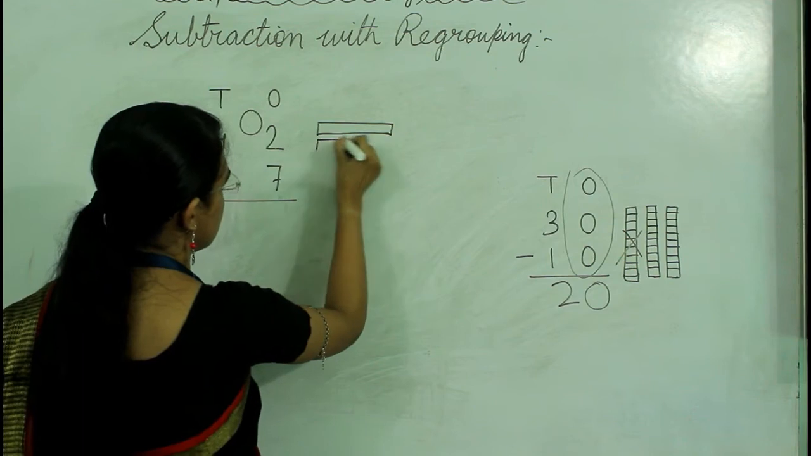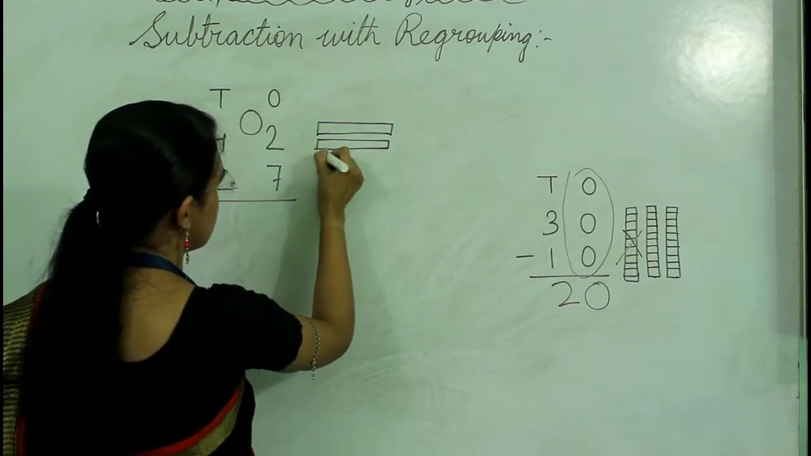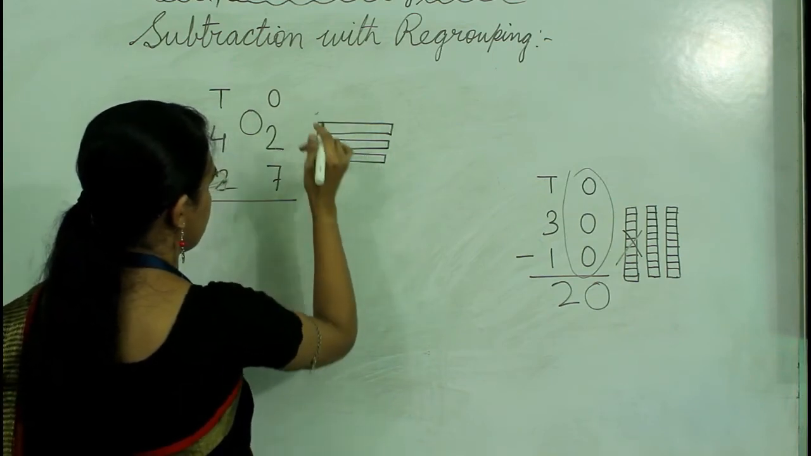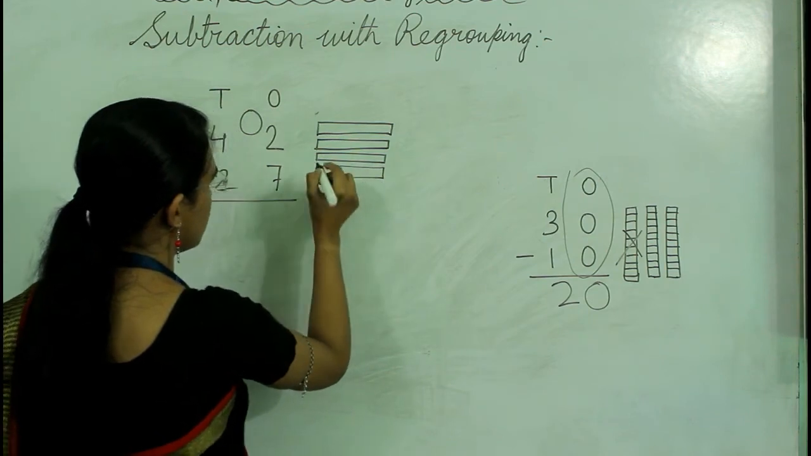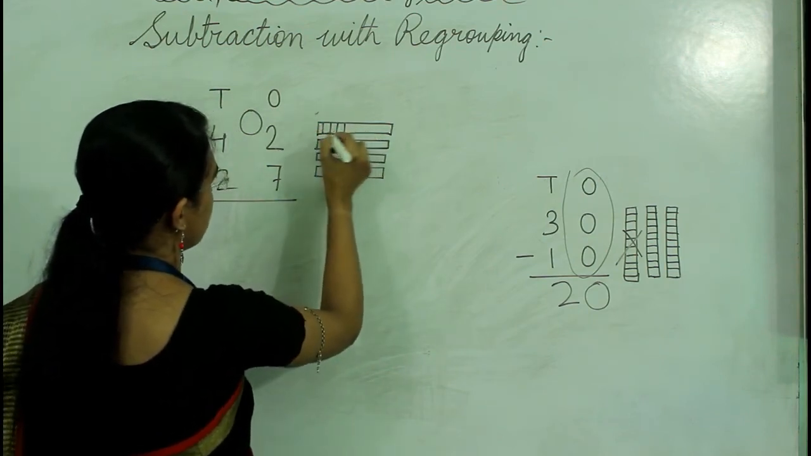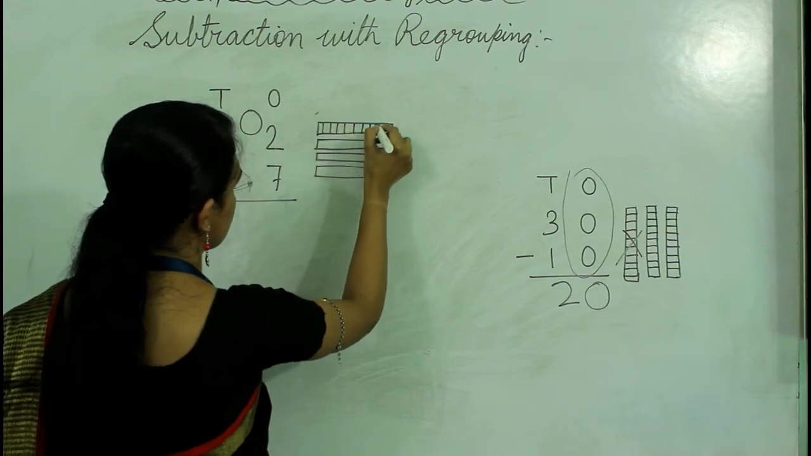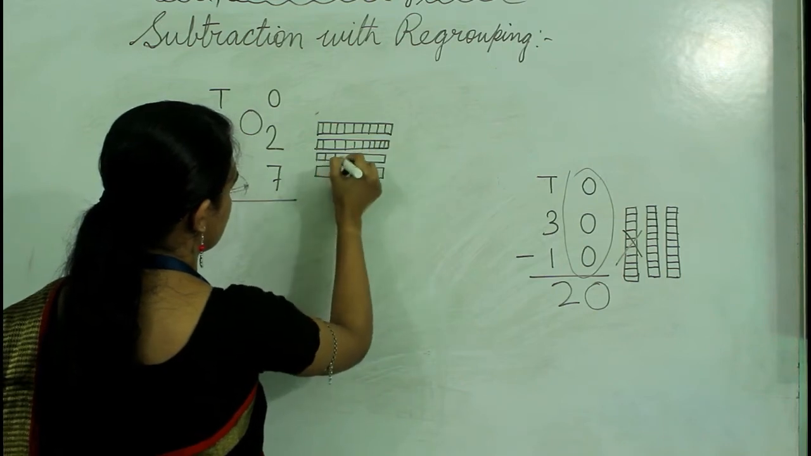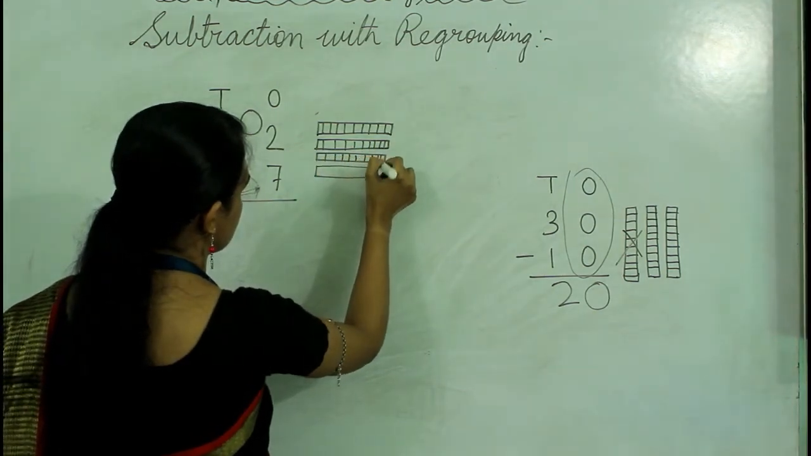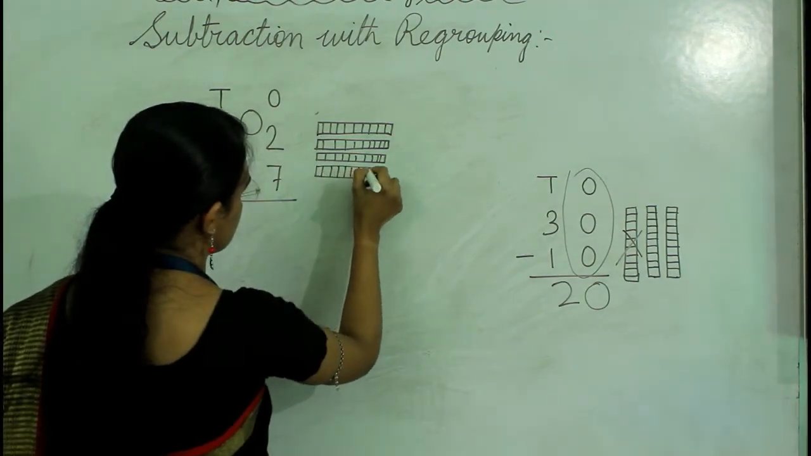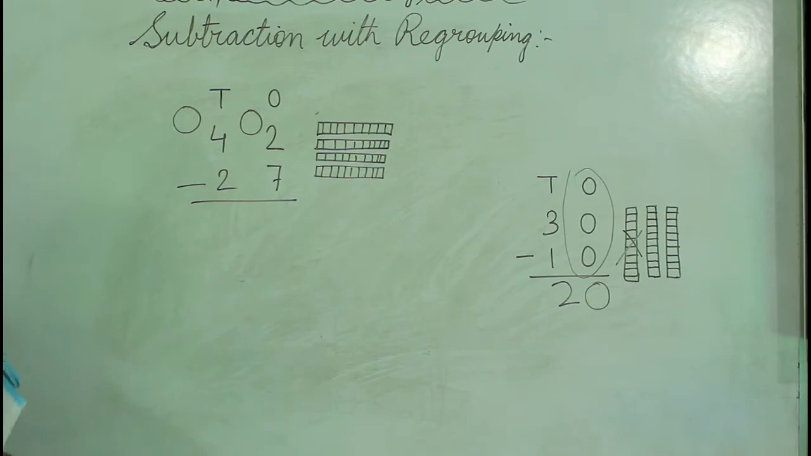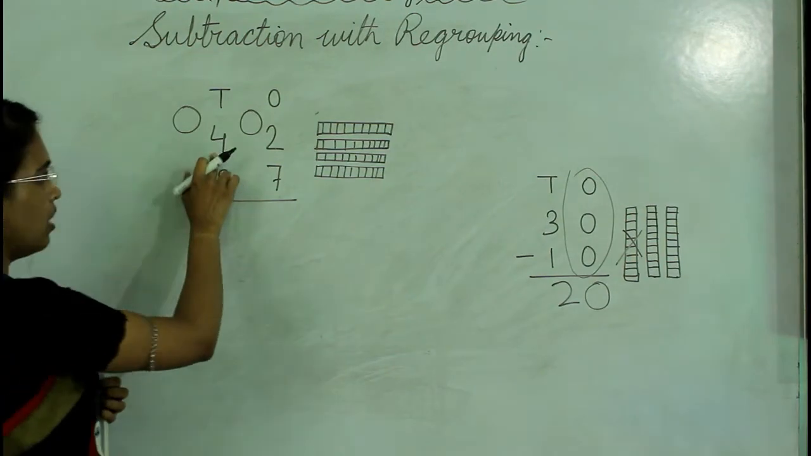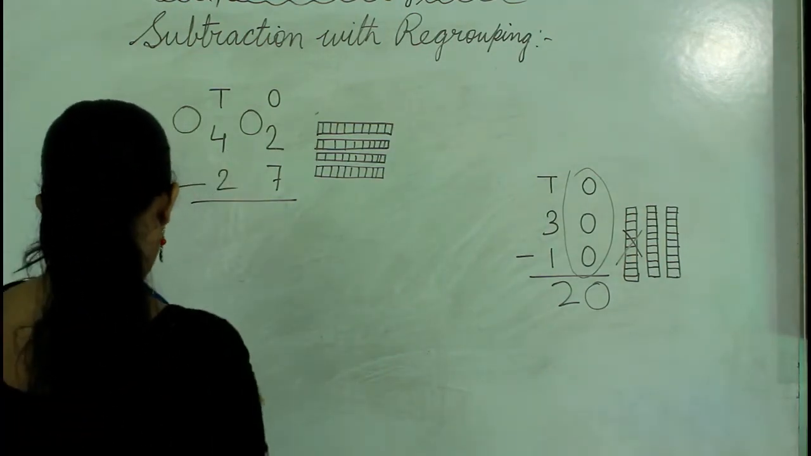1, 2, 3, 4. Each group has 10 blocks. 1, 2, 3, 4, 5, 6, 7, 8, 9. So we have four groups of 10 blocks. We have done this. Now after this, what do we have to do?